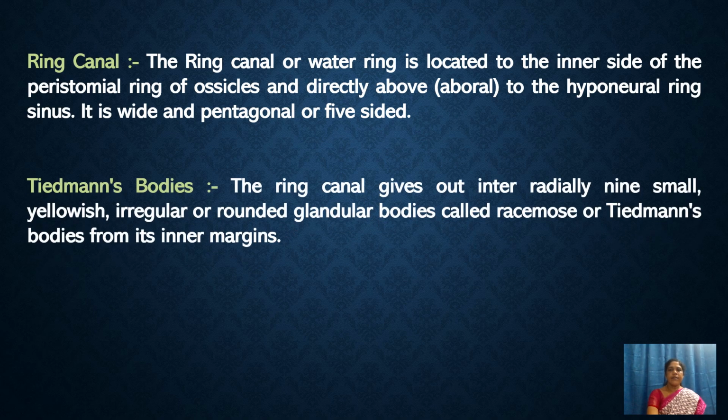The ring canal gives out interradially nine small yellowish irregular or rounded glandular bodies called racemose or Tiedemann bodies from its inner margins. The Tiedemann body rests upon the peristomial ring of ossicles. The actual function of Tiedemann bodies is still unknown. However, they are supposed to be lymphatic glands to manufacture the amoebocytes of the water vascular system.